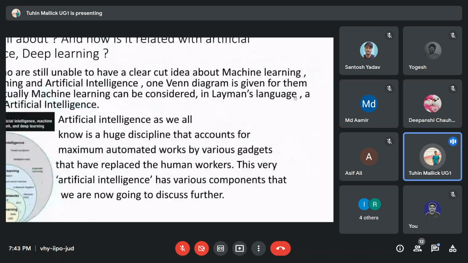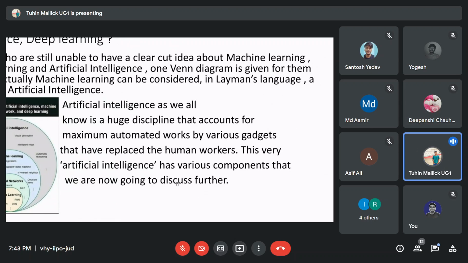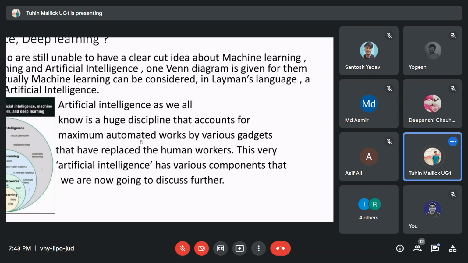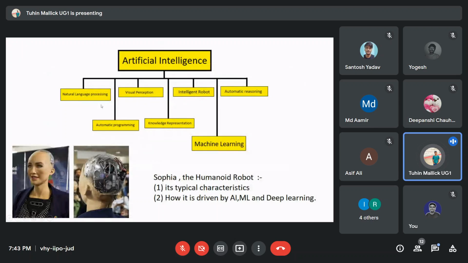So, in layman's language, machine learning is a subset of artificial intelligence. So artificial intelligence, as we all know, is a huge discipline that accounts for maximum automated works by various gadgets that have replaced the human workers till now. This very artificial intelligence has various components that we are now going to discuss further. So artificial intelligence, as we have already seen in the previous slide, consists of various parts. Here the machine learning.